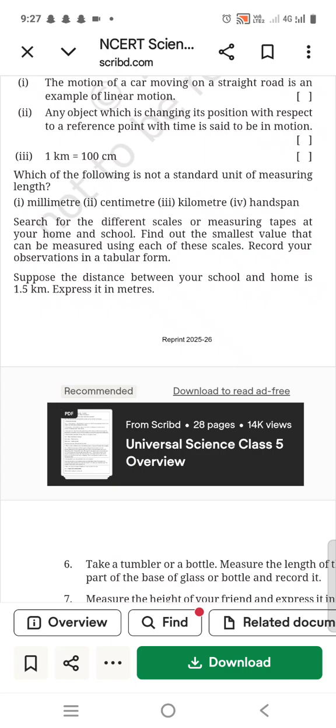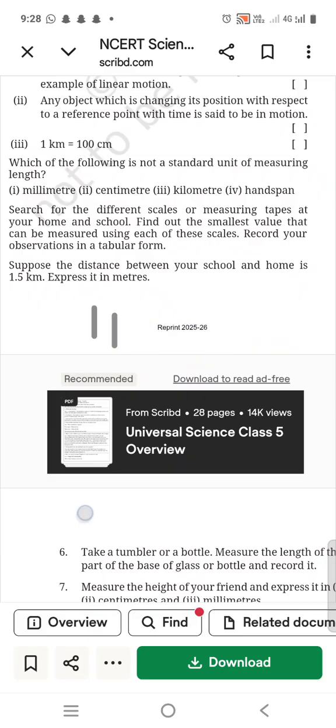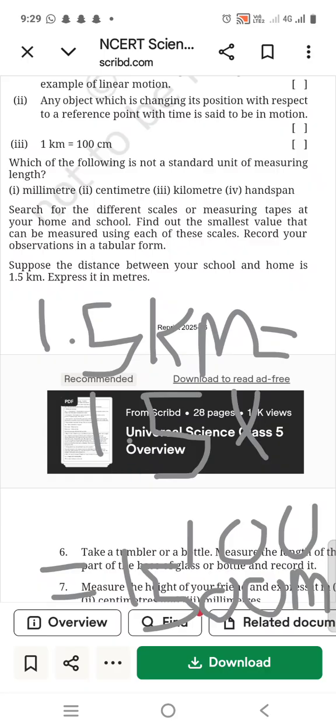Suppose the distance between your school and home is 5.5 kilometers. Express it in meters. Answer: 1 kilometer is equal to 1000 meters. So 5.5 kilometers is equal to 5.5 into 1000, which is equal to 5500 meters. Now, sixth question.